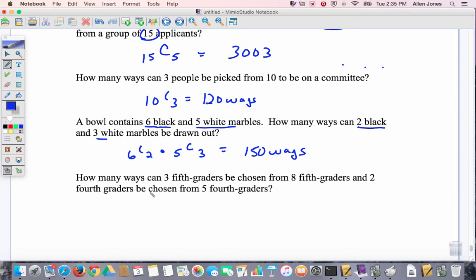One more time here on this page, how many ways can 3 5th graders be chosen from 8 5th graders and 2 4th graders be chosen from 5 4th graders? So notice we have 8 total 5th graders, and we're going to choose 3, 8C3.